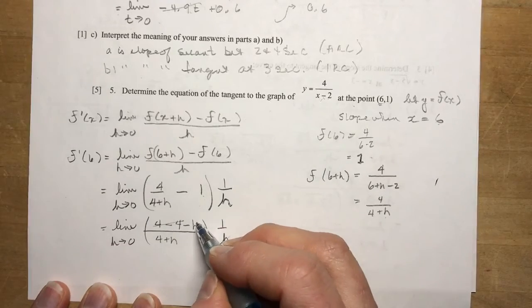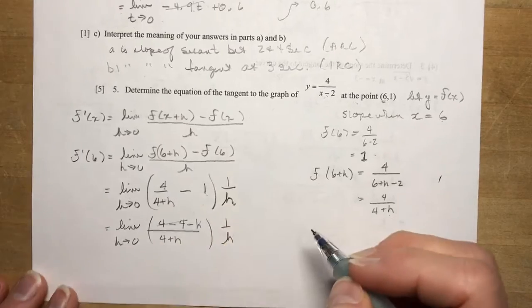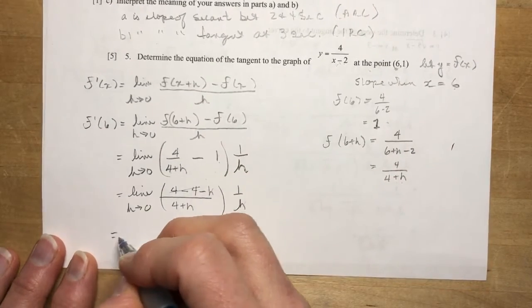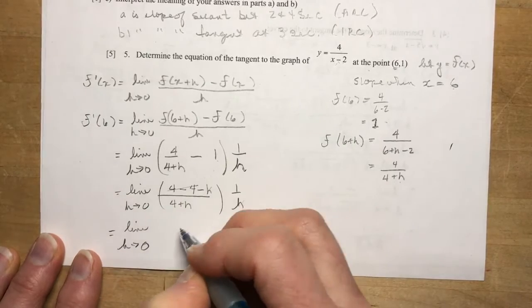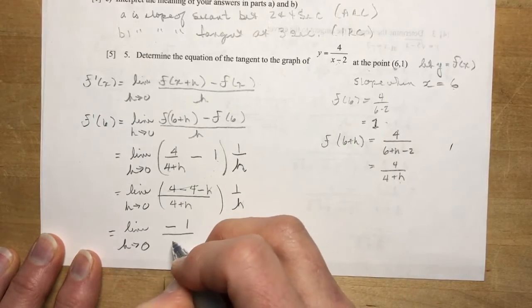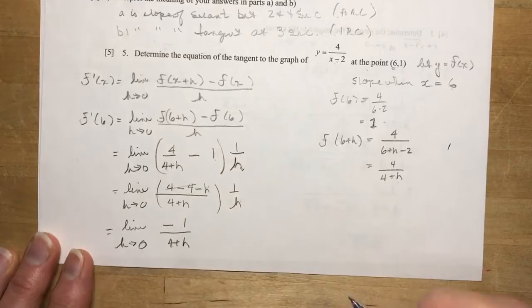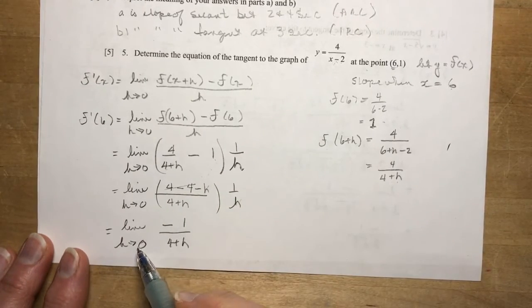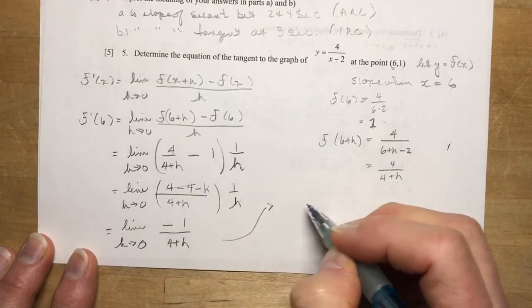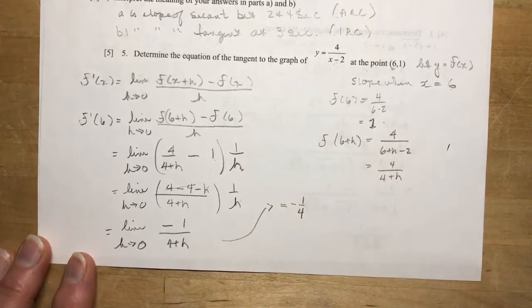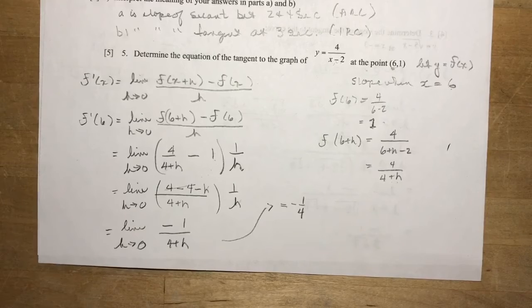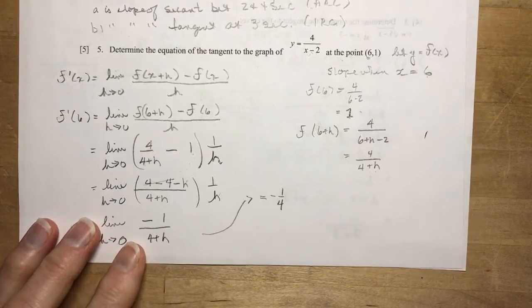This h goes into this h minus 1 times, and that gives me the limit as h approaches 0 of minus 1 over 4 plus h. Now you plug in the 0, so that's equal to minus 1/4. Okay, so we're doing fine, except I still need some room to write the equation of the tangent line.